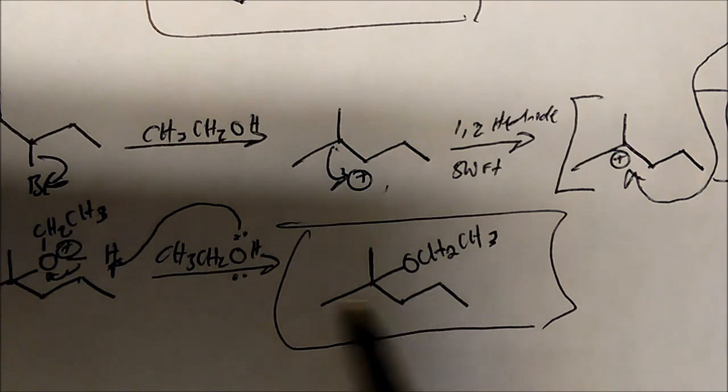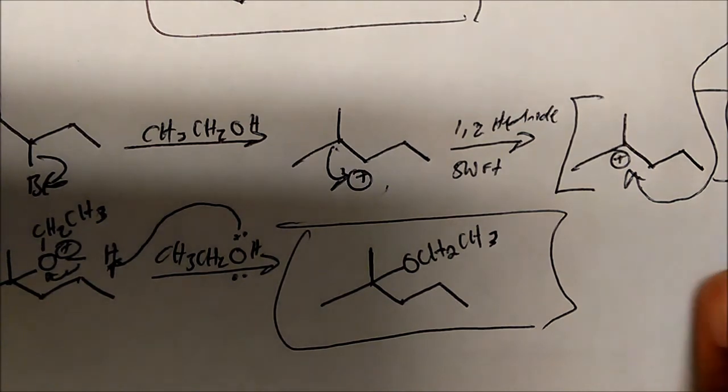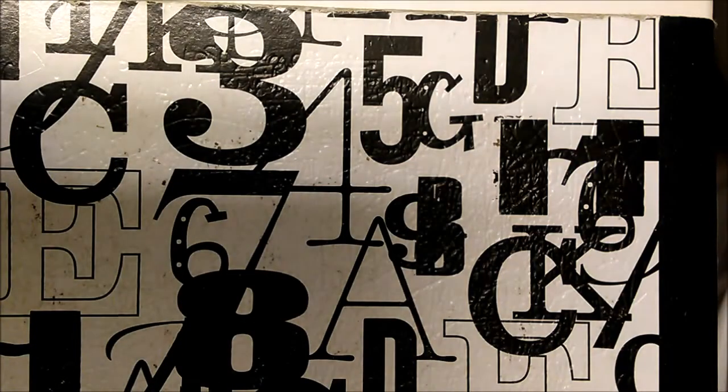Now notice that this does not give us a 50-50 mixture of enantiomers because there's no chiral center present in the molecule. Let's look at another example. All right, what if we were given something like this?